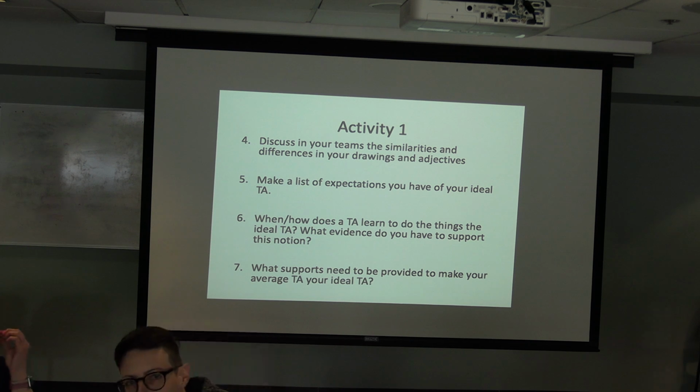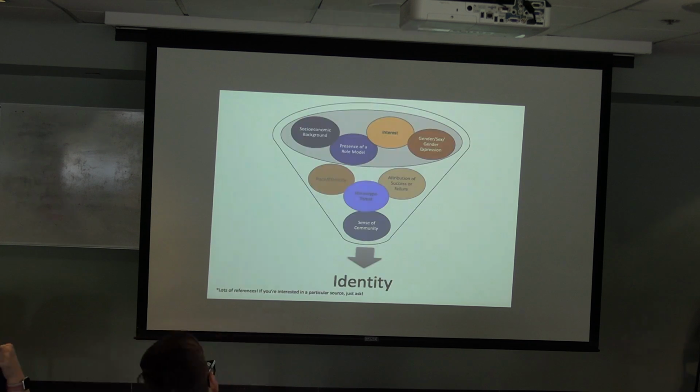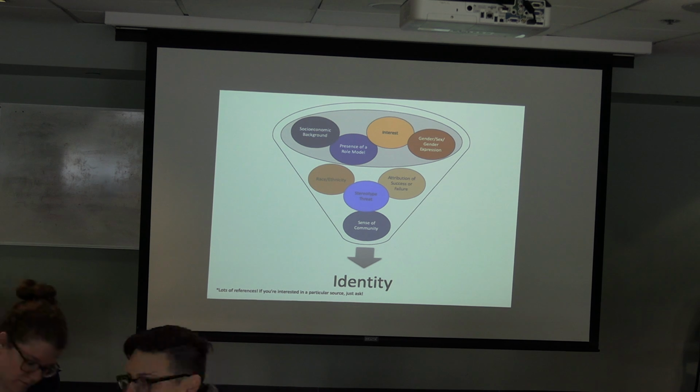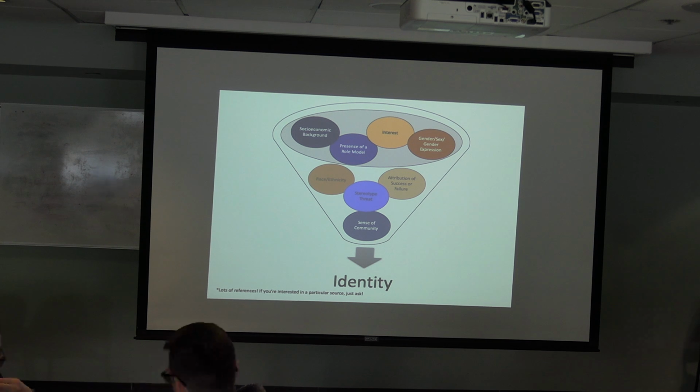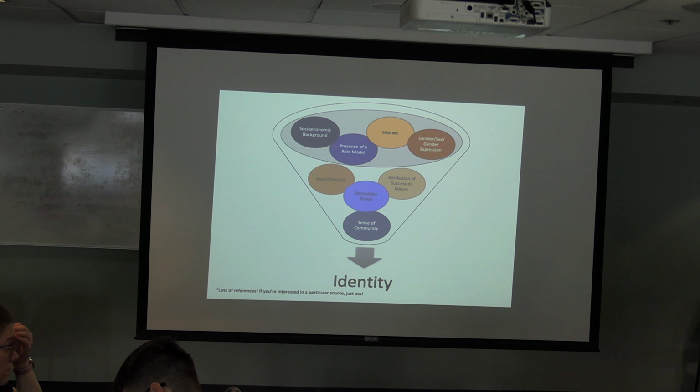Right, and so you might question why identity. And so there are a lot of things that influence a student's identity or a person's identity, and they're not all listed in this funnel, but these are some of the things that I deal with in my research. So there's been a lot of research done about what affects a student's identity. We know that at least in science, the student's socioeconomic background, presence of a role model, their interest in the subject, as well as their gender, sex, or gender expression all influence whether they feel aligned with a particular identity or not.